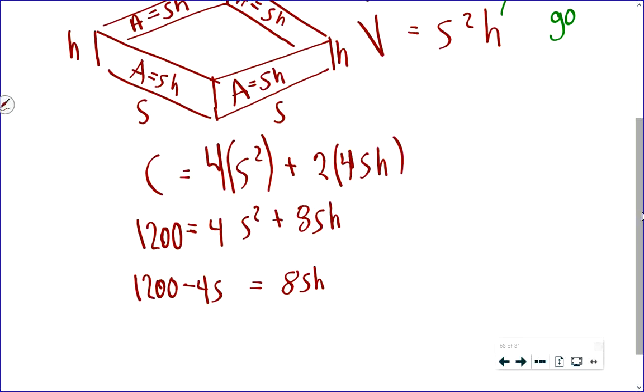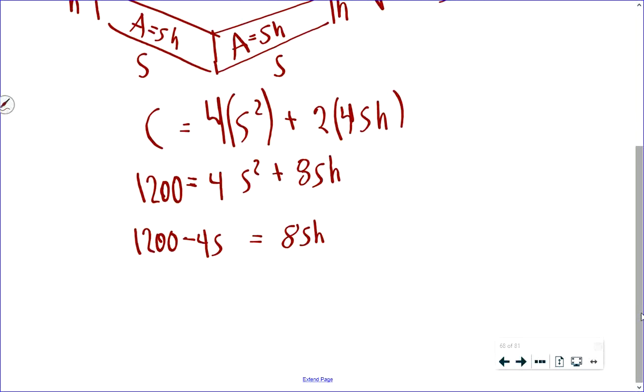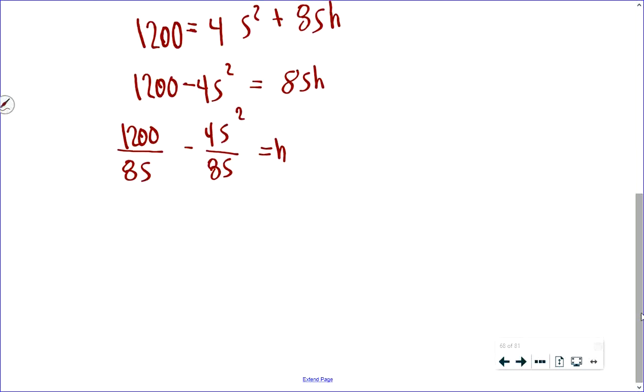So now I have to divide everything by 8s to get h by itself, so I can eliminate the h. So I'll have 1,200 over 8s minus 4s squared over 8s. Make sure I got all my errors fixed. I think we're good. This is equal to h. So h is equal to 1,200 over 8, which is 150. Ben says yes. I might as well write 150 s to the negative 1.